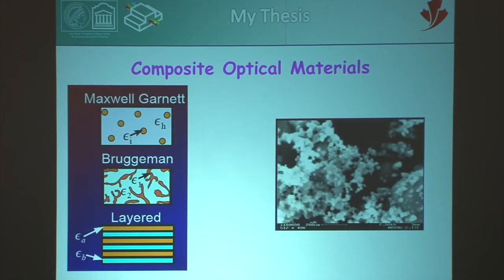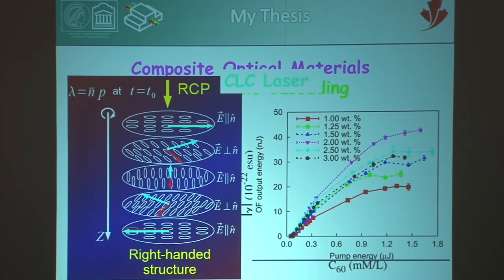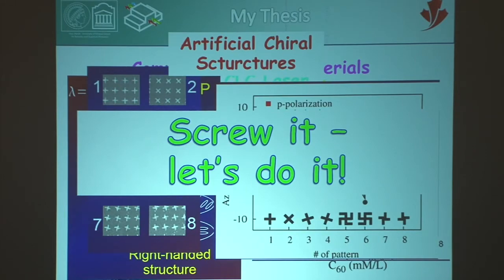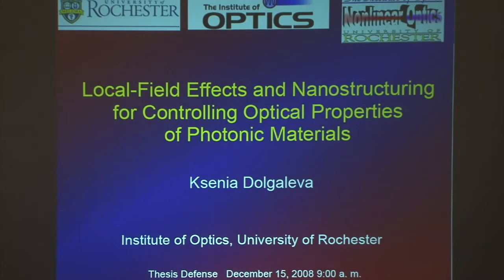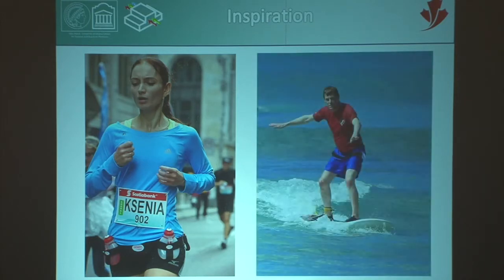Okay, at the end, my thesis, what it was back then. I had composite optical materials. By the way, these are my Nd:YAG nanoparticles on the right-hand side. I had microscopic cascading effect that I'm so proud of. I had cholesteric liquid crystal laser. I had artificial chiral structures. What do I do with all this? And then I say, let's do it. And I defended it with the title, Local Field Effects and Nanostructuring for Controlling Optical Properties of Photonic Materials. That's how I put it under this umbrella. And no matter what I do, I derive my inspiration from Professor Boyd. In conclusion, Bob, let me just give you a hug.